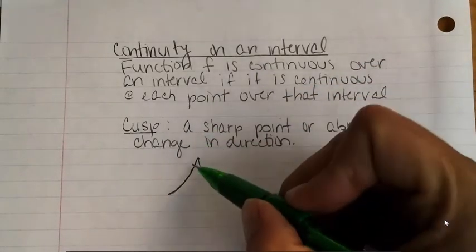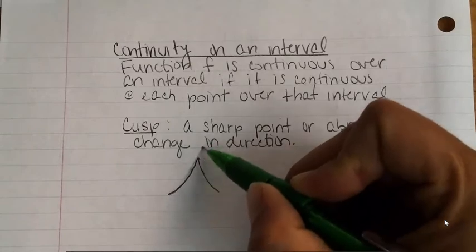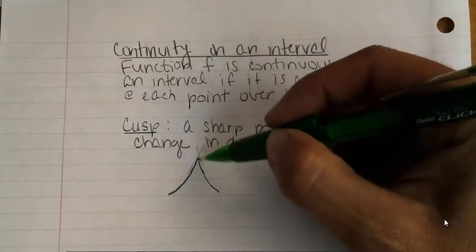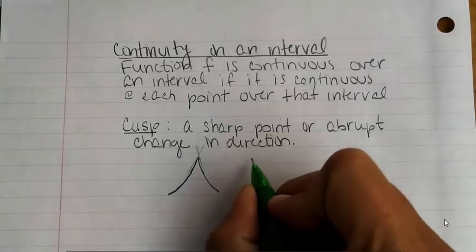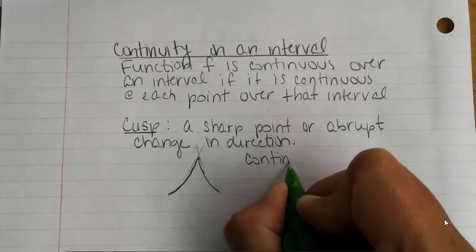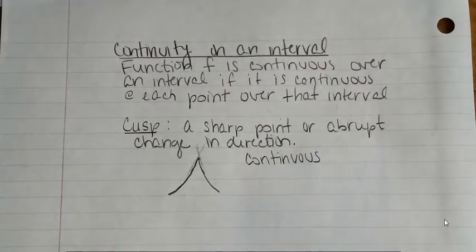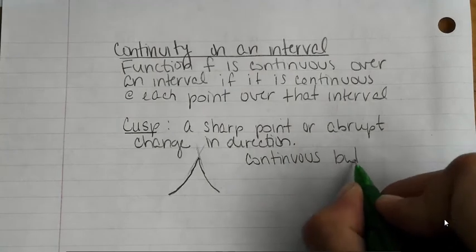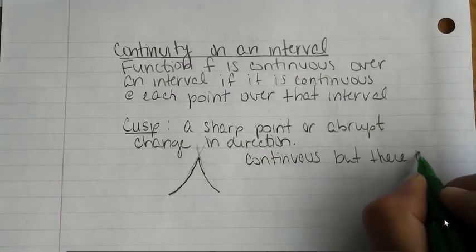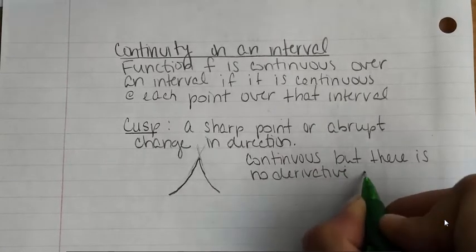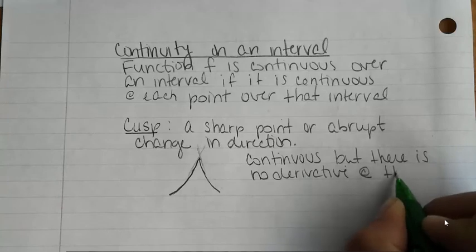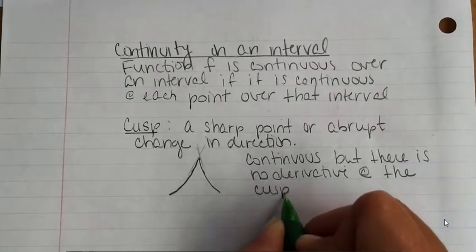And if I do that, well, a tangent line here and a tangent line here are going to give me two different estimates, right? They're going to give me two different slopes. One's going to be positive, one's going to be negative. So we can say that for a cusp, it is continuous, but there's no derivative at the cusp point.